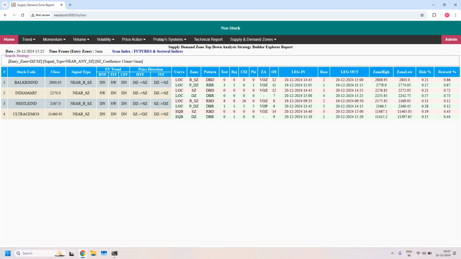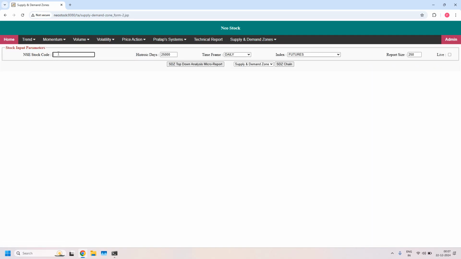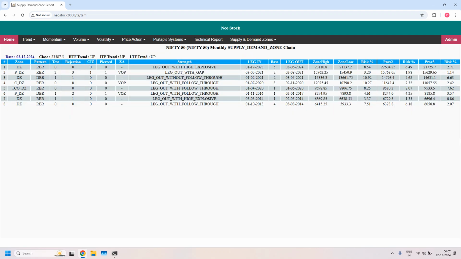Next set of reports are about NIFTY and BANKNIFTY supply demand zone chain. Let's start with NIFTY. Generating monthly supply demand zone chain for NIFTY. This is monthly supply demand zone chain for Nifty. Always look into the zone column to find the high liquidity zones. Look into the pierced column to find the pierced zones.